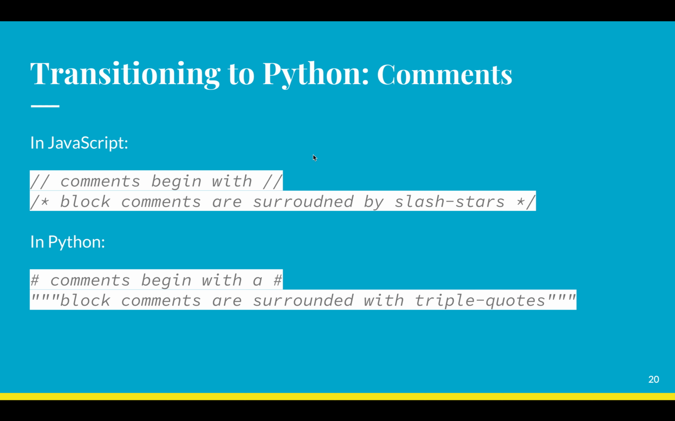In JavaScript, comments begin with a double slash for one-line comments, and slash star, ending with a star slash, if it's a multi-line comment. In Python, comments begin with the hash symbol. Every line must have the hash symbol. We usually use the hash for a one-line comment, and then we use multi-line comments enclosed between triple quote marks.